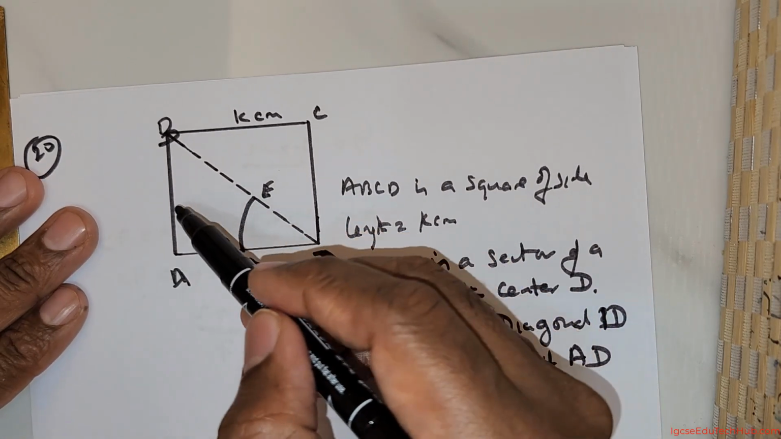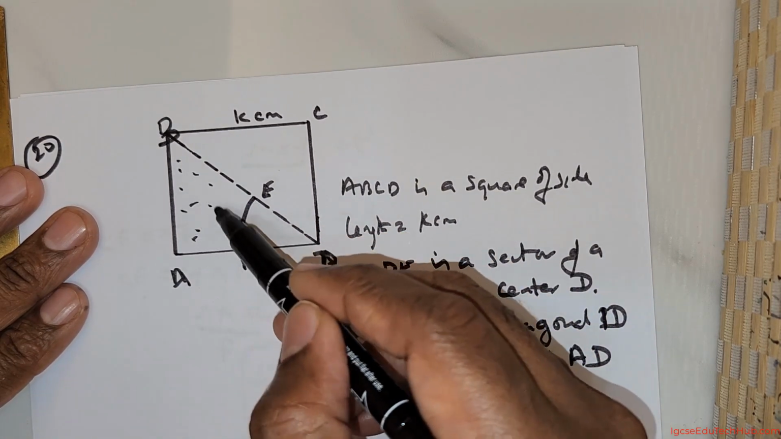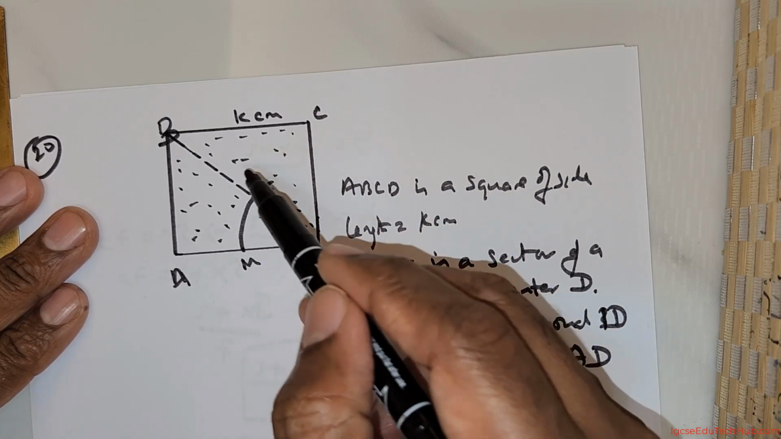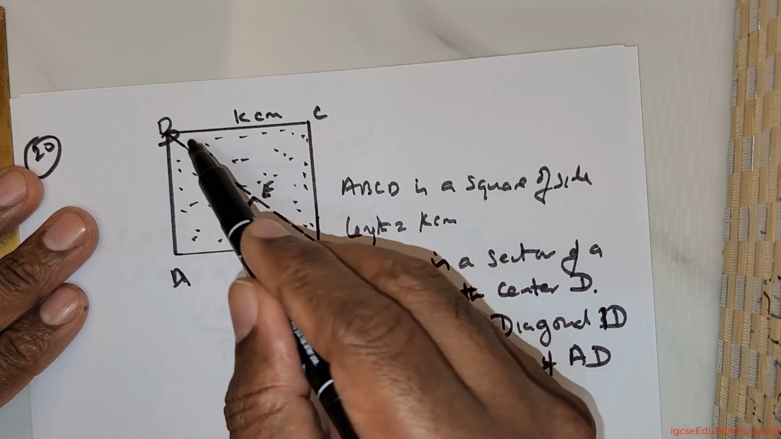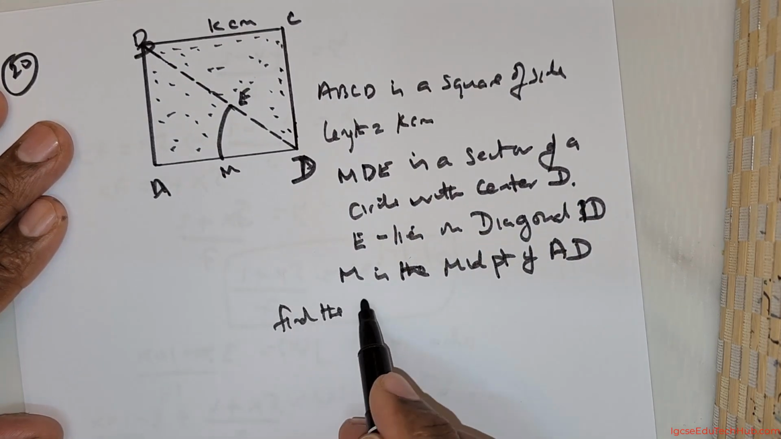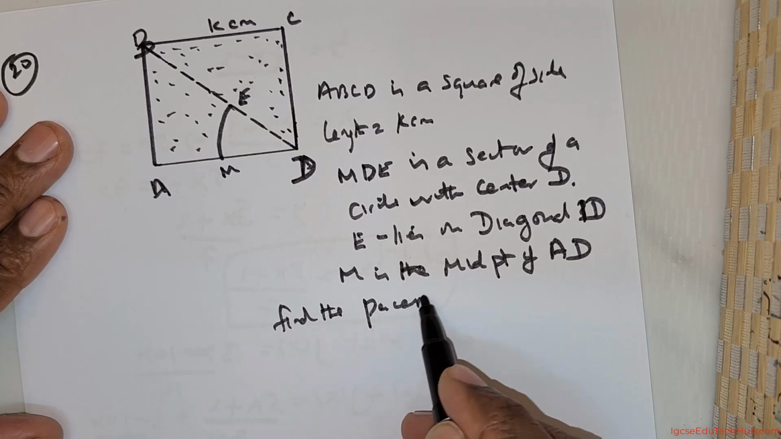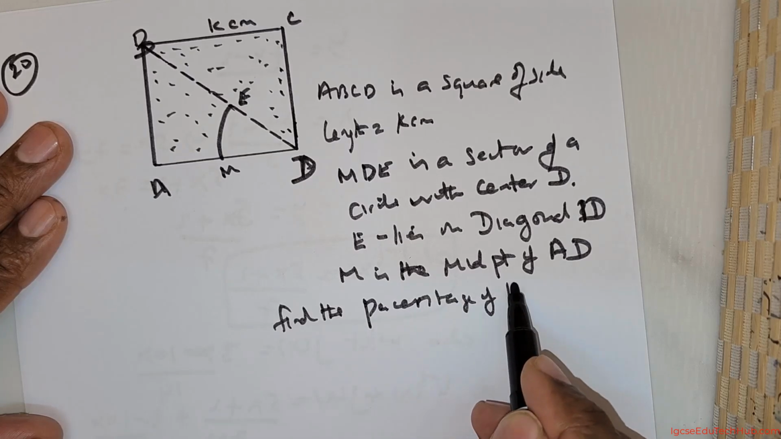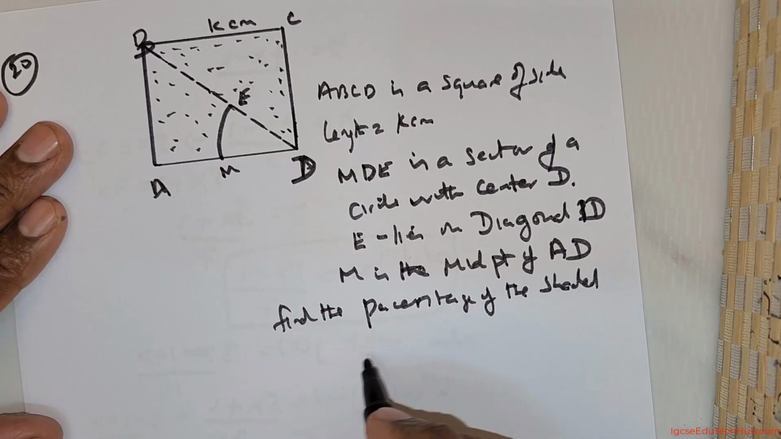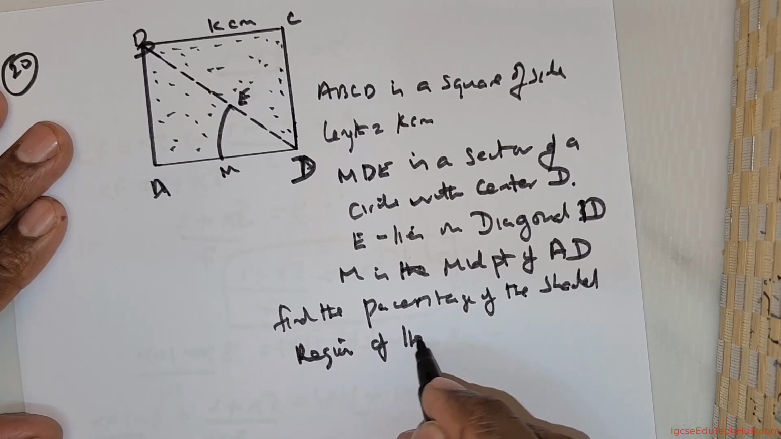Now all of this region is shaded in the figure. Now we are asked to find the percentage of the shaded region of the square.